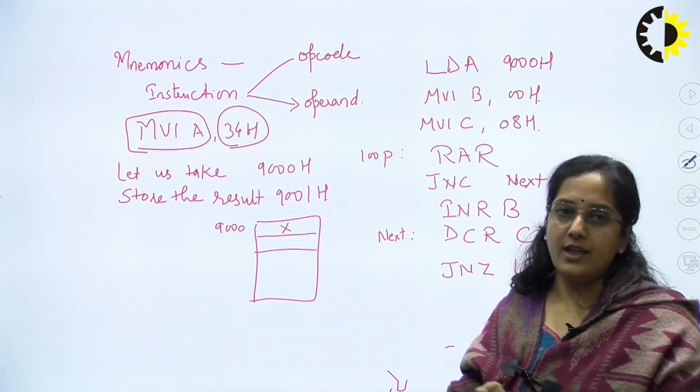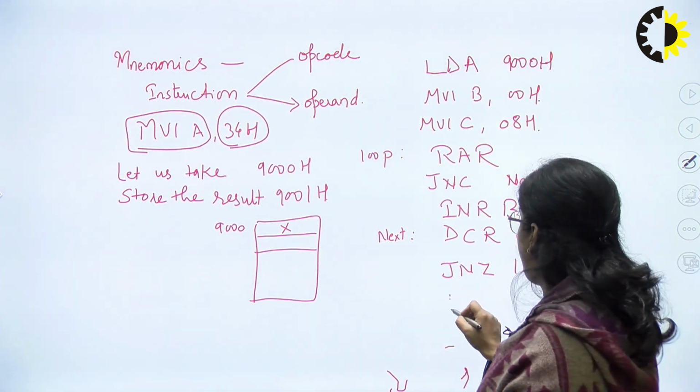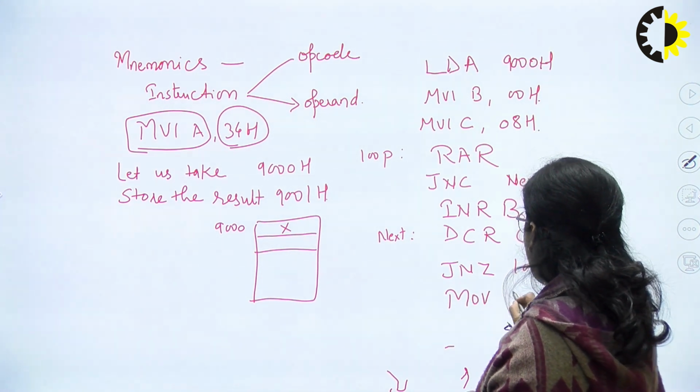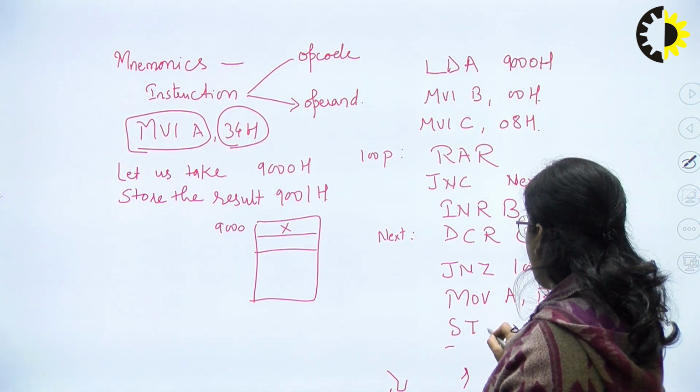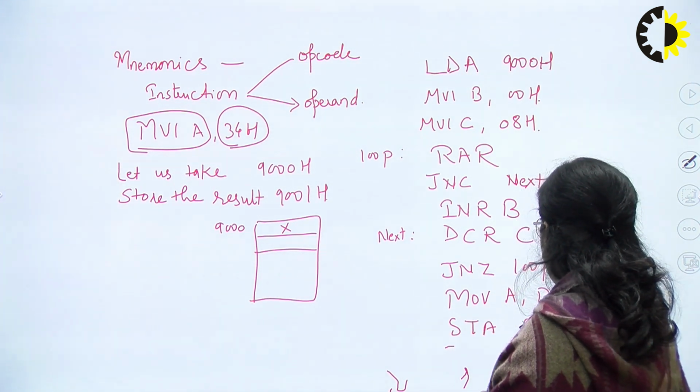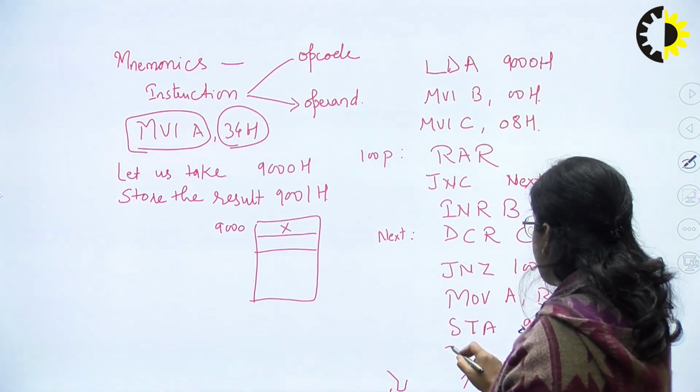Once all 8 bits are rotated and have reached the carry flag, it will come out of the loop. Now we will store the content of B into A, and then we will use STA 9001H to store the result.